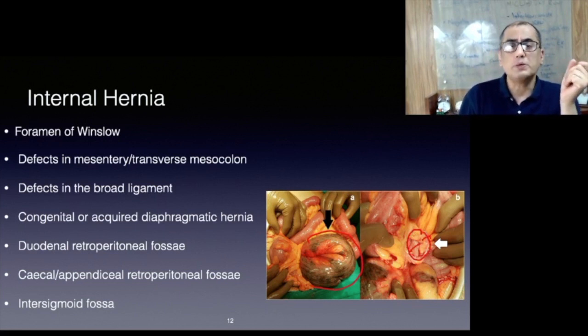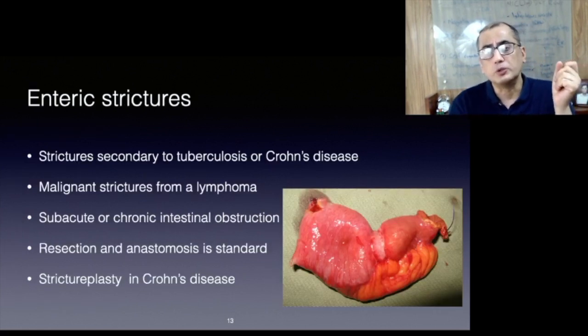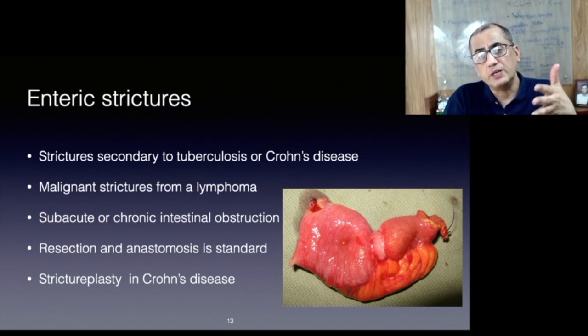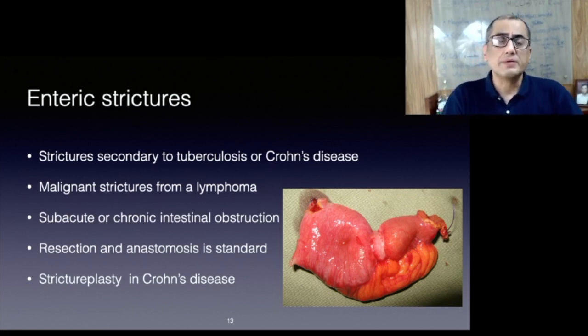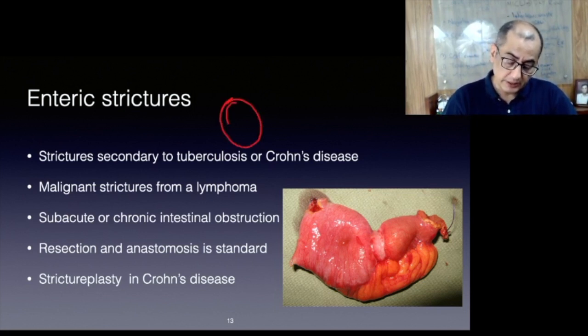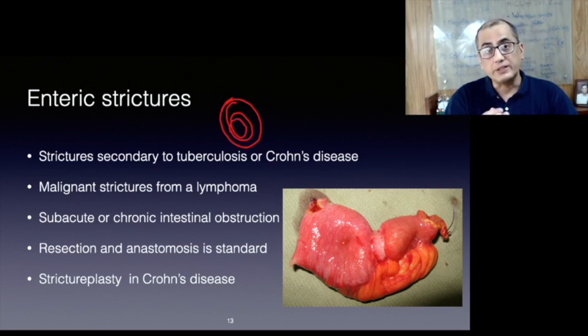Now, small bowel strictures usually occur secondary to tuberculosis or Crohn's disease. Malignant strictures associated with lymphoma are uncommon, whereas carcinoma and sarcoma are rare. Presentation is usually subacute or chronic. Standard surgical management consists of a resection and an anastomosis. Generally, the stricture starts as a large stricture, then gradual narrowing. So that's why the chronic course of the disease.